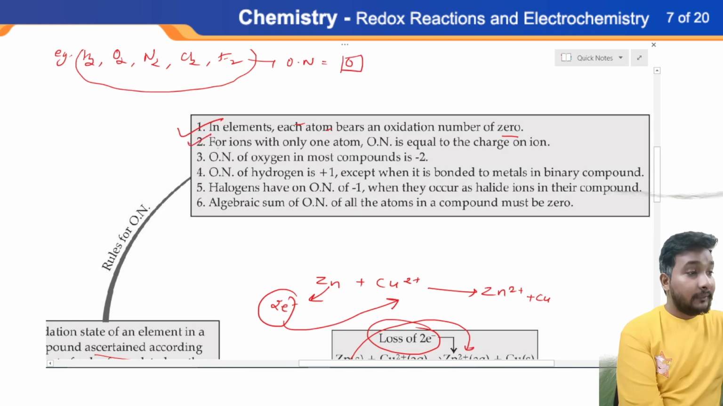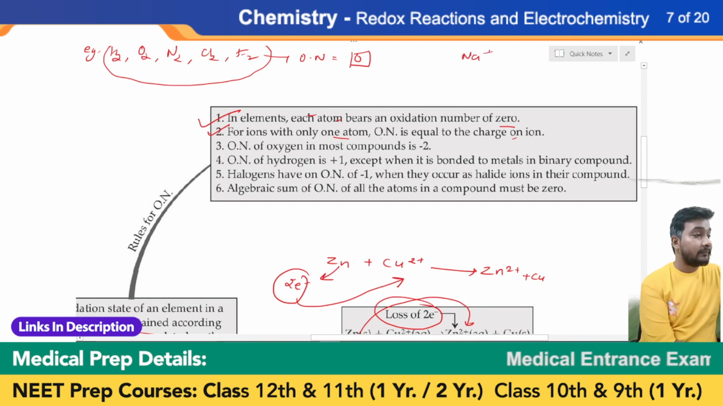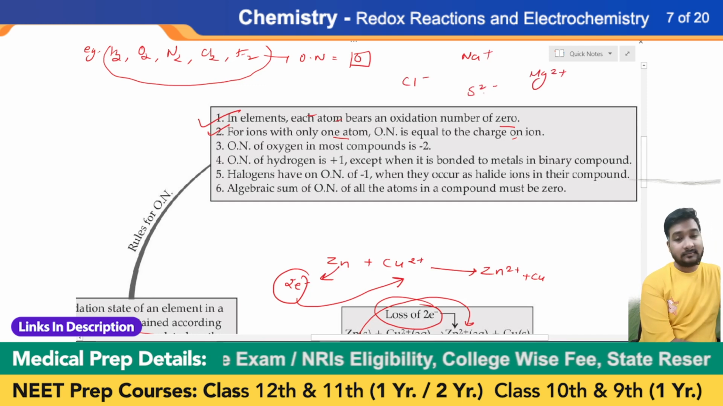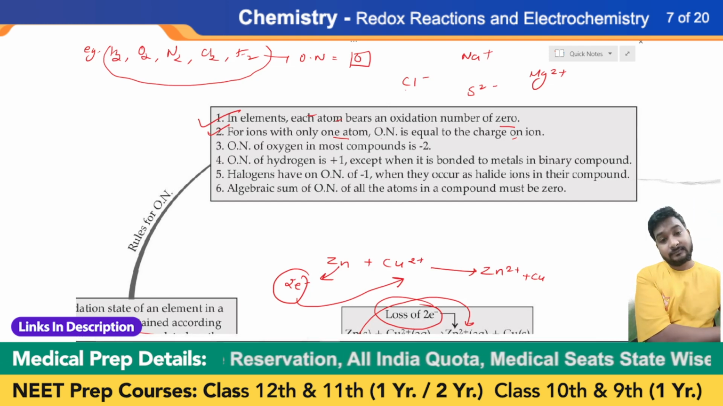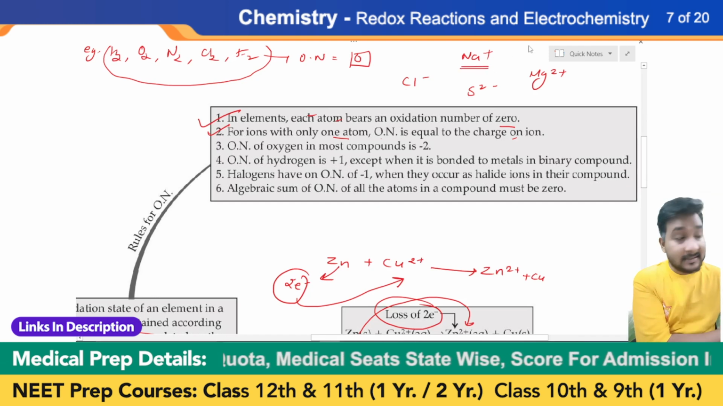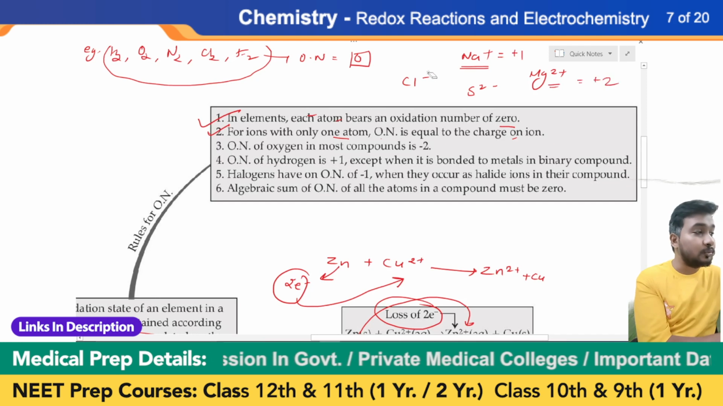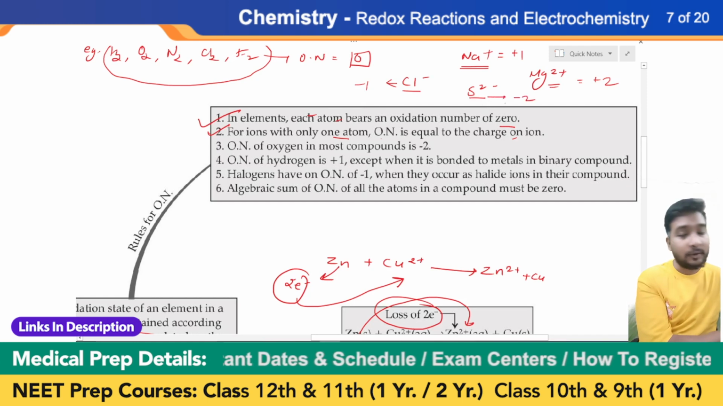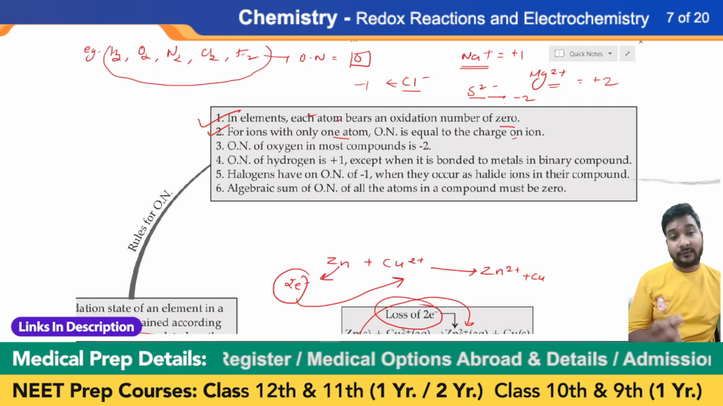Number two, for ions with only one atom, the oxidation number is equal to the charge of the ion. Suppose we have sodium ion Na+, Mg2+, Cl-, S2-. Then the oxidation number of these species will be the charge of these species. Sodium has 1 plus, so the oxidation number is +1. Magnesium, +2. Chlorine, -1. And sulfur, -2. So whatever charge we have will be the oxidation state of that species.